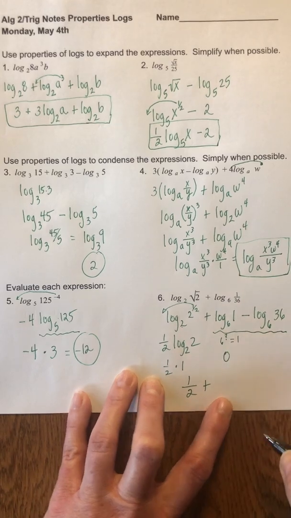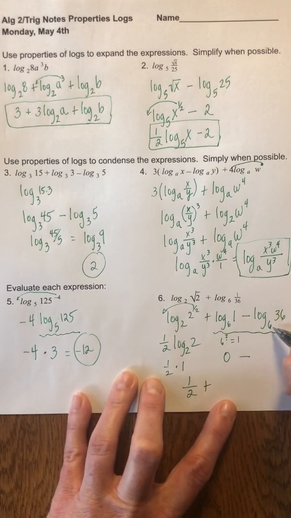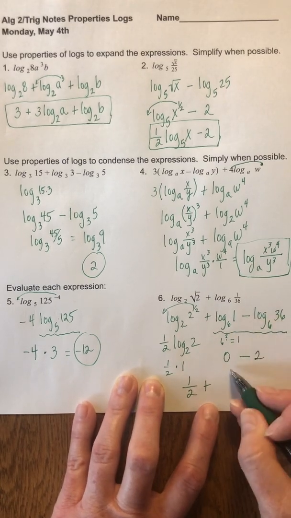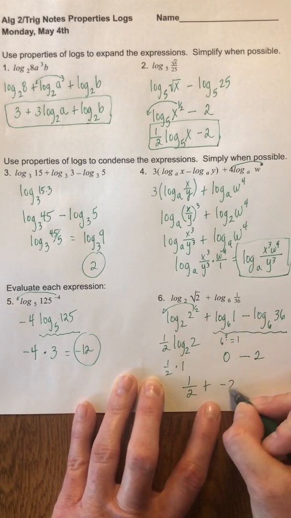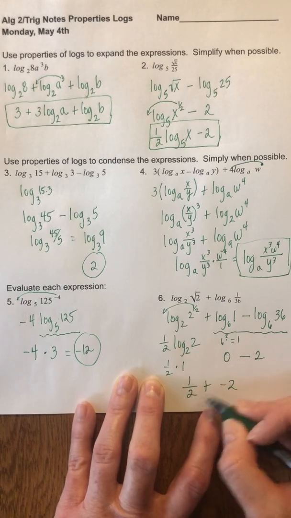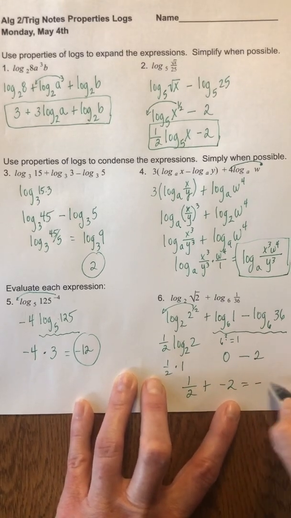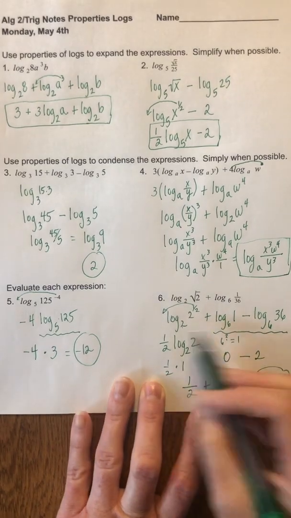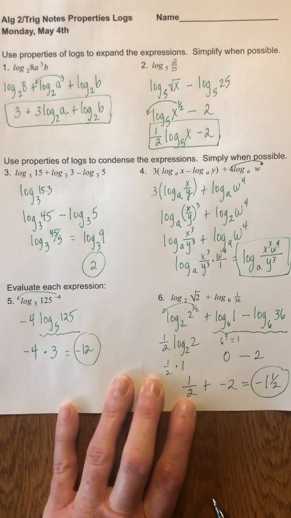So this right here is 0 minus, right here, 6 to what power gives you 36? 2. So these two are 0 minus 2, which is negative 2. And then 1/2 plus negative 2, that's negative 1 and 1/2. So using properties helps me evaluate this.